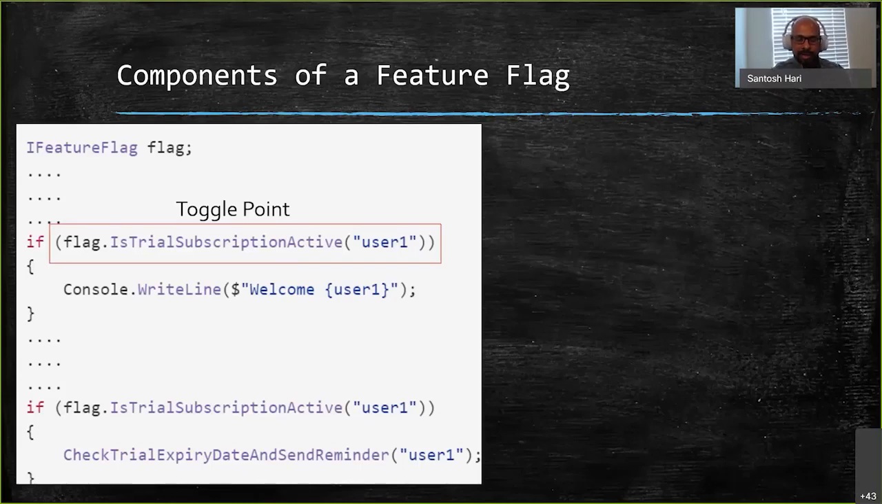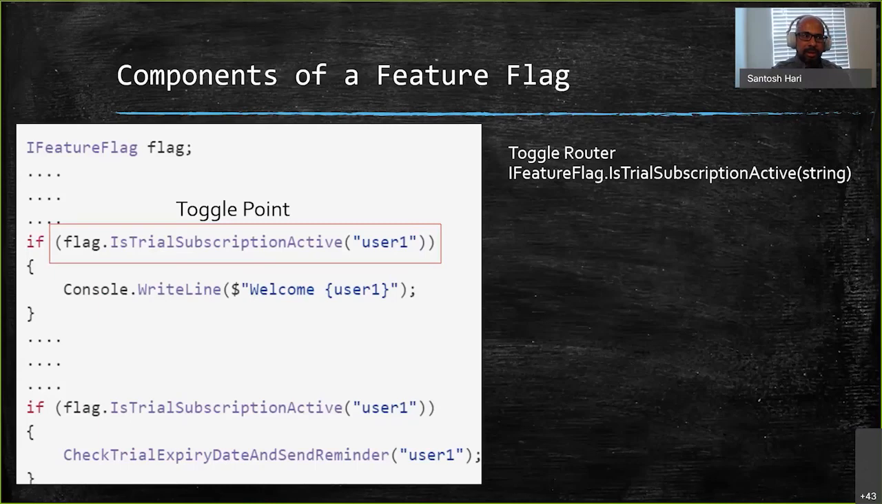Now, your code might have multiple similar toggle points. So keep in mind that this particular type of toggle point can exist in multiple places. And then you have a toggle router. In this case, the function that actually defines what this code does is a toggle router. So for one router, you may have multiple points.